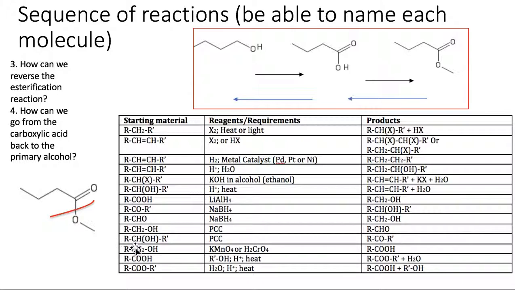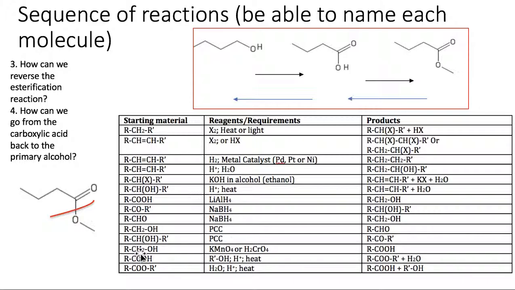So I'm looking here, and this is a secondary alcohol. That's not the one I want. We're looking at, oh, right here, we have another alcohol, right? A primary alcohol. If we use potassium permanganate, we do get the carboxylic acid. So this is the one we want. We want to use potassium permanganate to get a carboxylic acid.